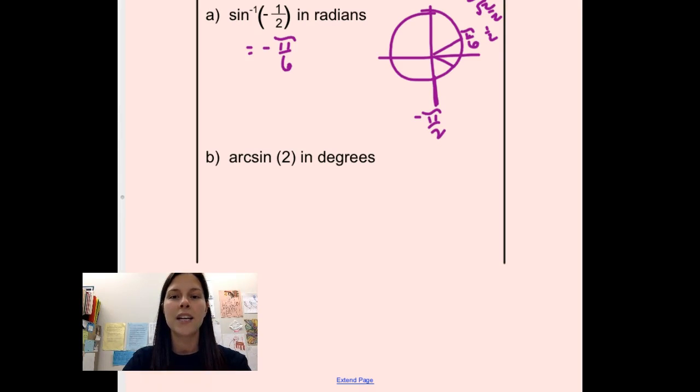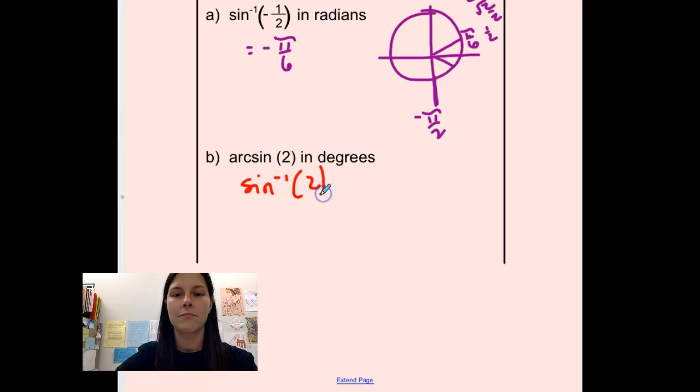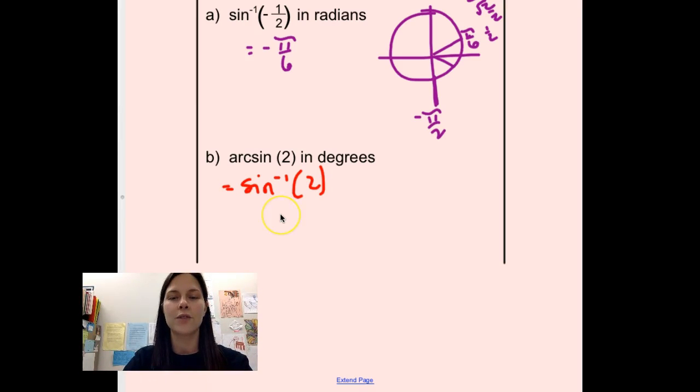The second example, it's a different notation for the inverse function. Arcsine, arccosine, and arctangent all mean the same thing as inverse. Sine inverse of 2. So we're thinking, where on the unit circle is sine equal to 2? Well, it's a unit circle. The maximum value that the unit circle gives us is 1. So this is outside the range of sine, which means it's outside the domain of the inverse function. You can't put a value into the inverse function that's larger than 1 or smaller than -1. So this one has no solution.